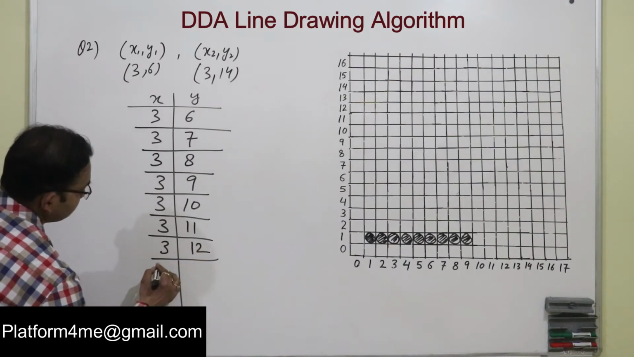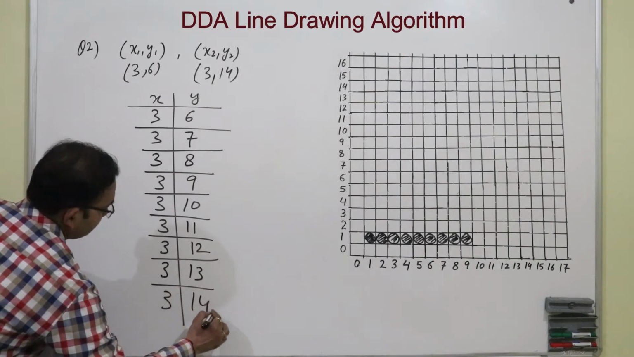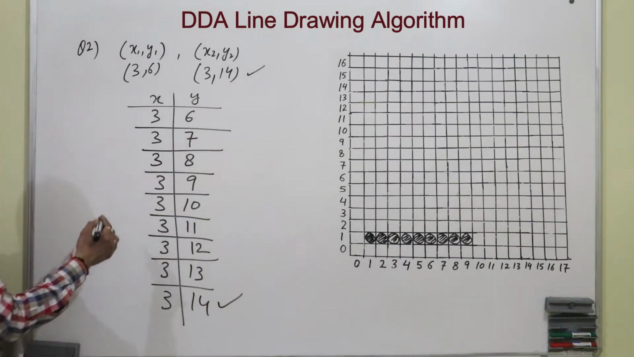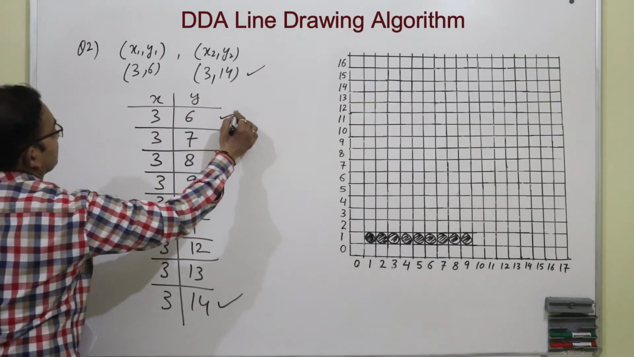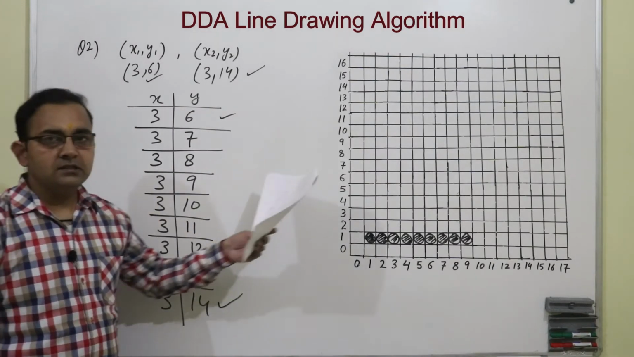we will move up to last coordinates 3, 14, and this is initial coordinates. Now, we will locate these points on this screen.